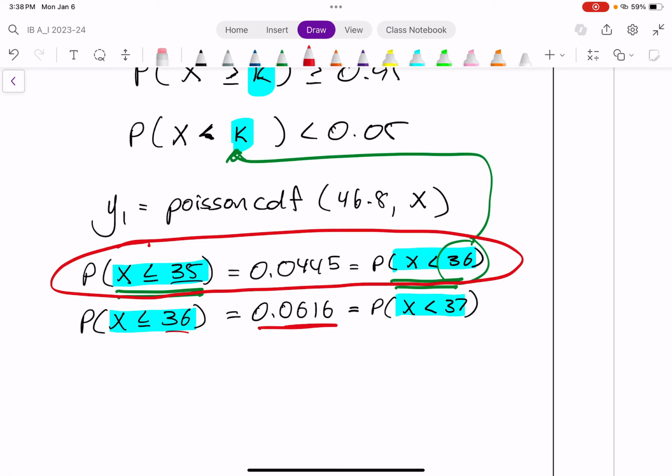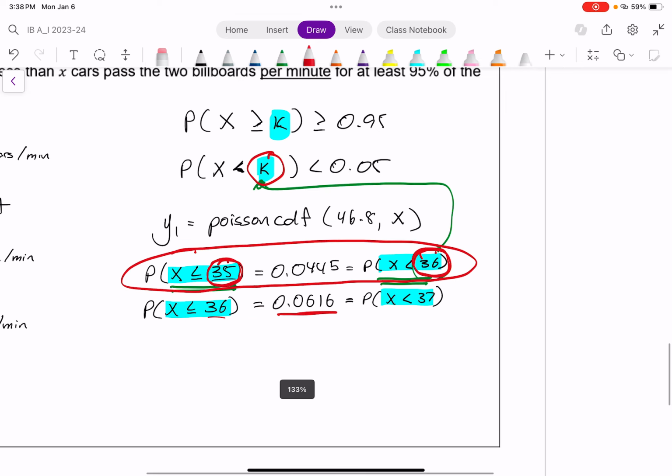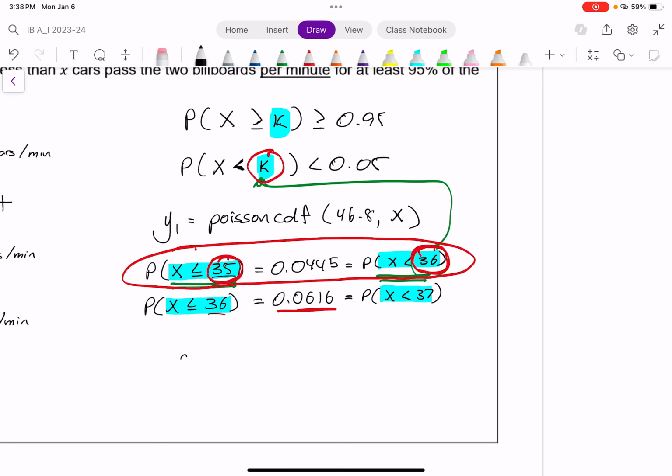But just keep in mind, again, it's easy to think that 35 should be the answer. But again, we want to find where it's less than that number, not less than or equal to. So 36 is the answer we need to have here. And so in the end, x equals 36.